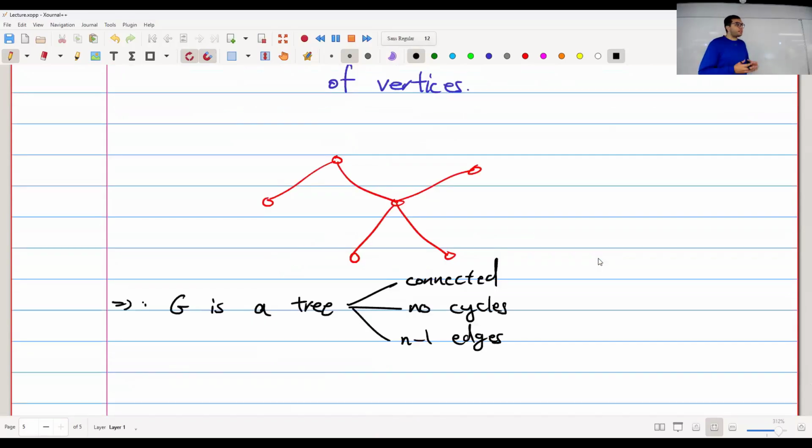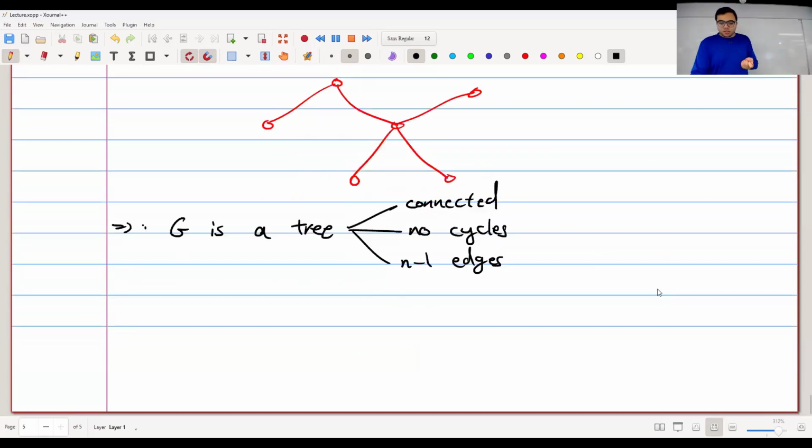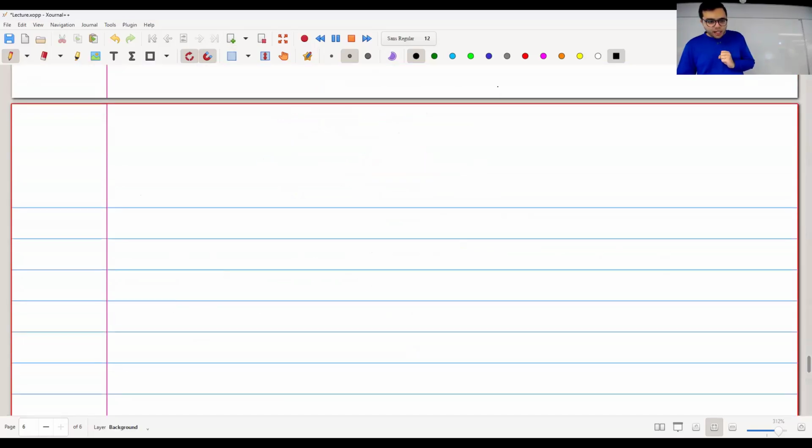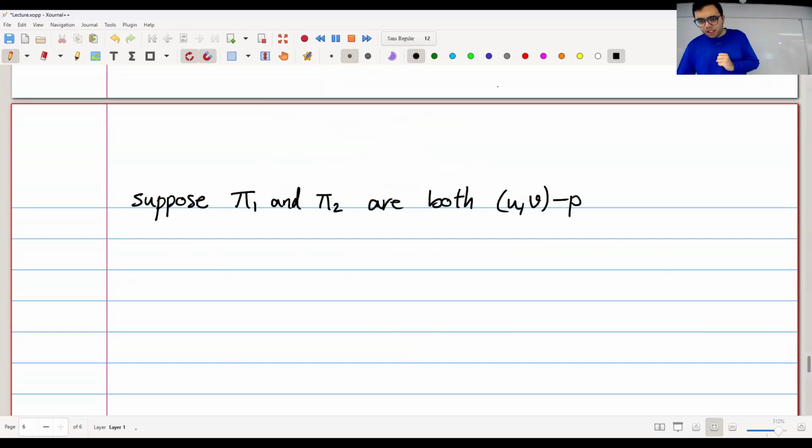So first of all, since my graph is connected, there is at least one path between every pair of vertices. So if I give you the vertices u and v, there has to be a path between u and v because it's connected. So what I have to prove is that there cannot be more than one path. So let's try to prove this by contradiction. Suppose there are two paths between u and v. Suppose, let's say P1 and P2 are both UV paths. So they're paths from U to V. And they're not the same.